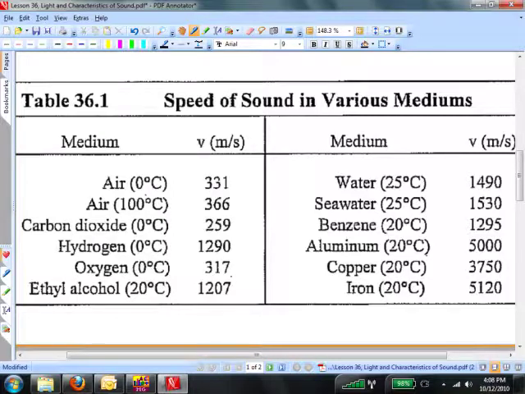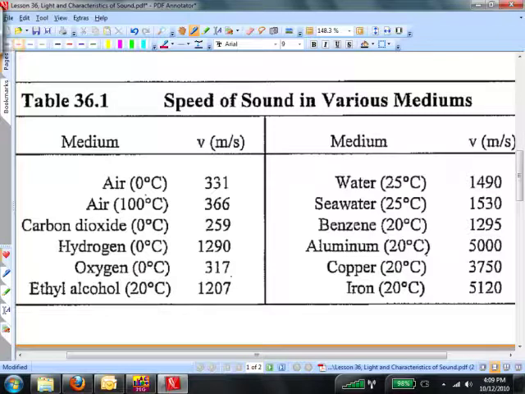In general, we're going to be dealing with the speed of sound in air at room temperature, about 343 meters per second. In water, the speed is faster, 1490 meters per second. In solid materials, such as aluminum and copper and iron, you can see that the speed of sound is faster still. It turns out that there's a relationship between the stiffness of the material and the inertia of the particles of the material that determine what the speed of sound is going to be. That's not a relationship you need to know in general for the AP exam, but you ought to know that in general, speed of sound is fastest in solids, slowest in gases.